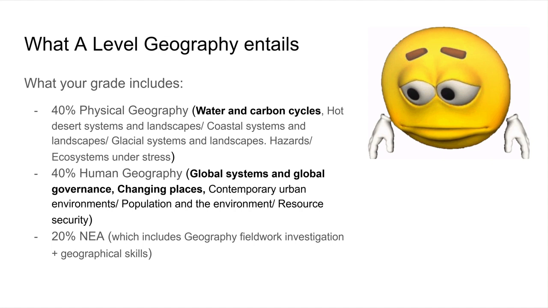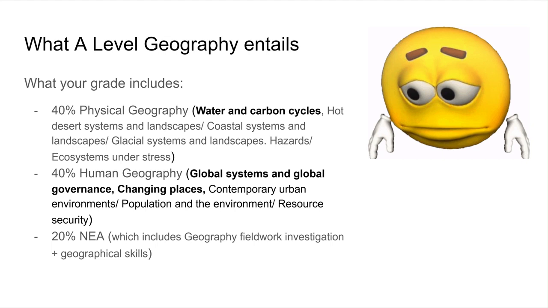There's an ABC kind of thing, so there's three sections in your exam. Section A, as I said, is water and carbon. Section B is those systems and landscapes. And section C is either hazards or ecosystems under stress. Then for your next exam, because you only have two exams for this subject, both 2.5 hours.